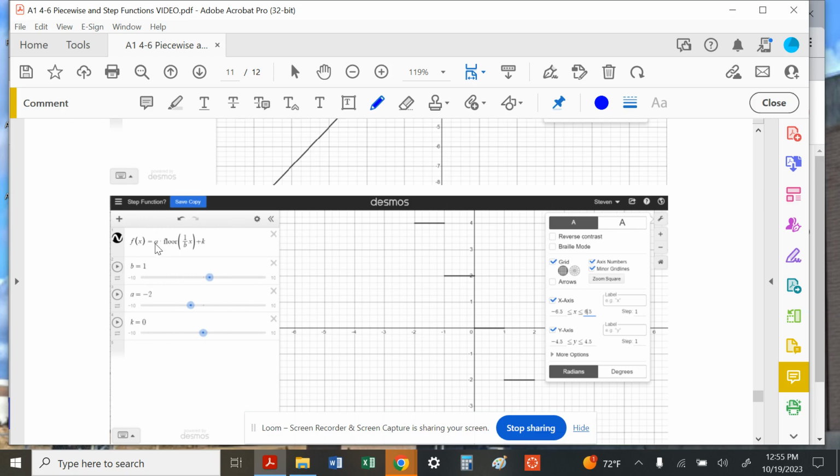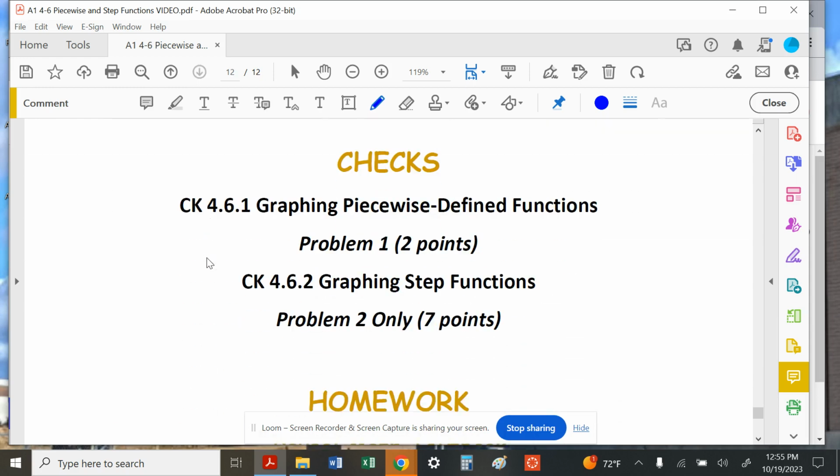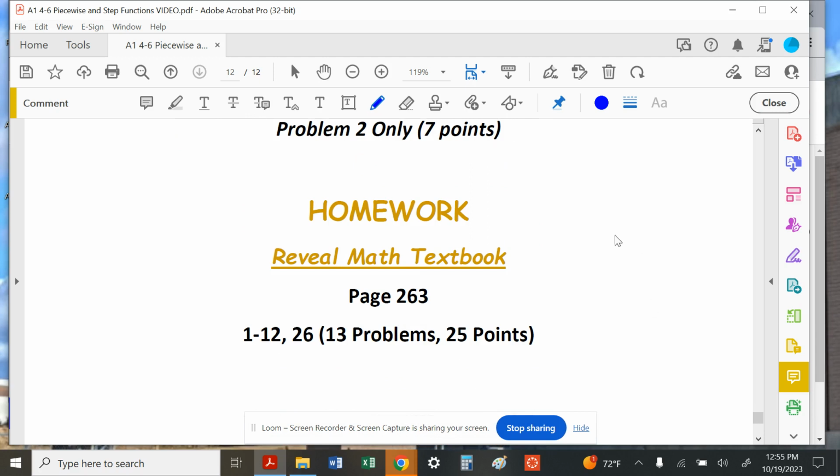The a is the number that's multiplying on the outside. The b is 1 over the number that you're multiplying on the inside, and the plus k is causing it to go up and down. And that's really the only type of examples that you're going to see in the book, or homework assignment problems that you're going to see in the book. And that's it. So you have 2 checks to do. You have problem 1 and problem 2 only of the second one. Your homework problems, if you were to use the textbook, are these, but of course, those are all located on the Reveal Math website.